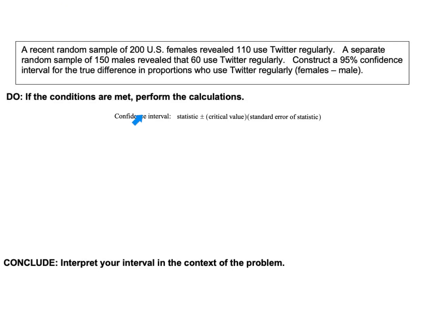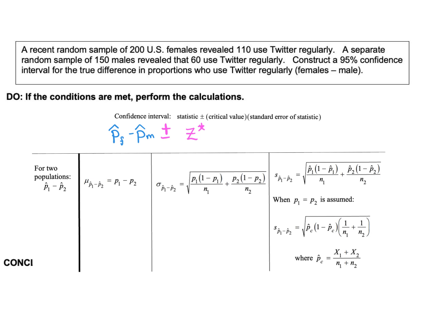From your formula sheet, I just brought in the general formula for all confidence intervals. So we need our statistic, which for us is p hat sub f and p hat sub m, plus or minus our critical value. So we're going to be using z star for a 95% confidence interval times the standard error of the statistic. So pull out your formula sheet, see if you can figure out which is the correct standard error.